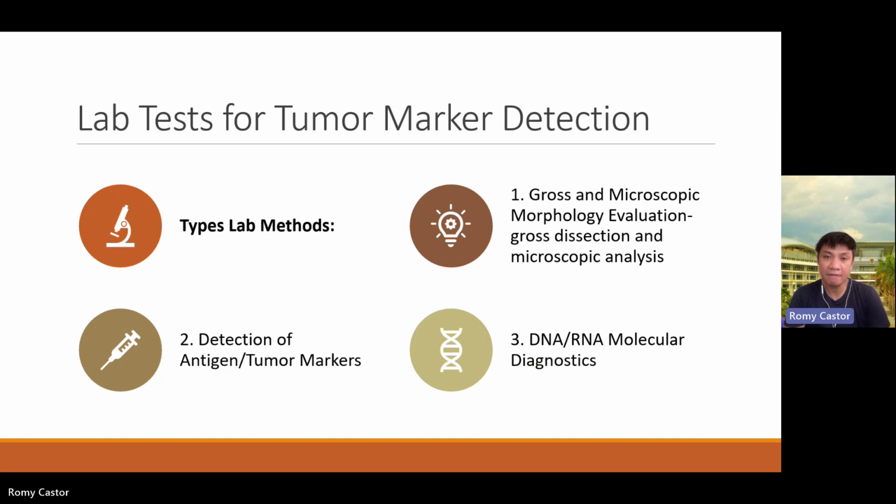Okay, laboratory tests here for test on tumor markers. So first, you can perform here your gross and microscopic examination of the tissues through our histopath. So you can have your autopsy or biopsy. Another one, you can also perform here the serological test for the tumor markers. And the third one, you can have here your molecular study, your DNA, RNA molecular diagnostic test, especially for the genetic alteration.